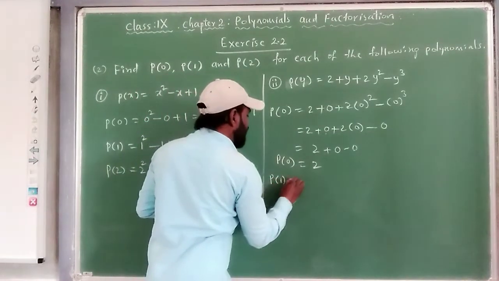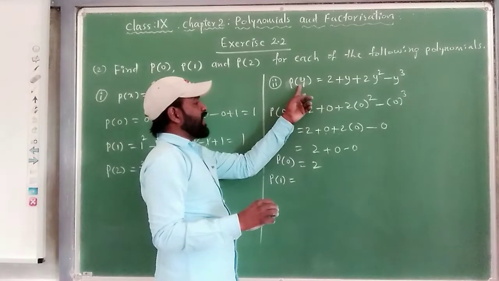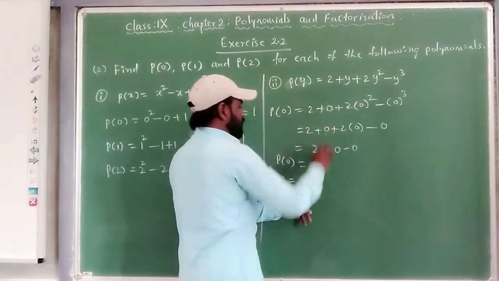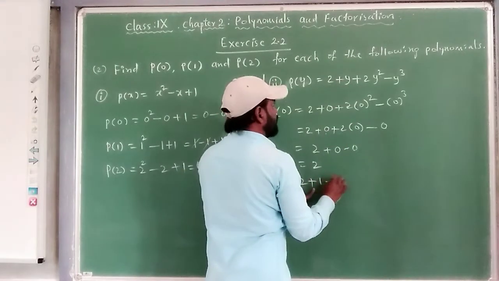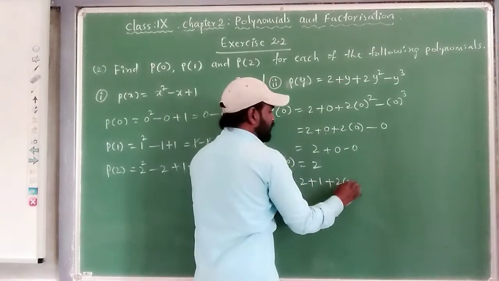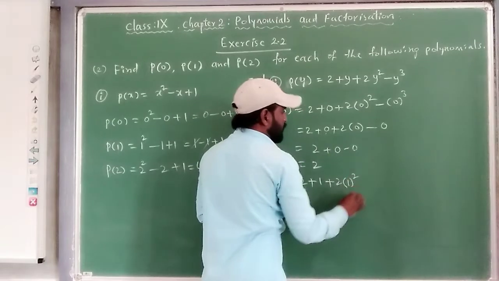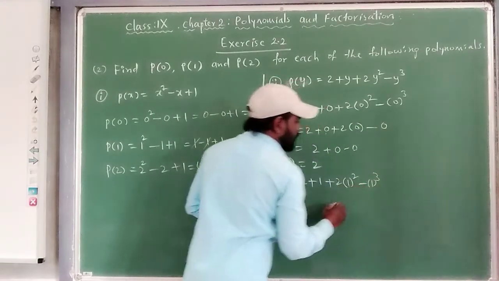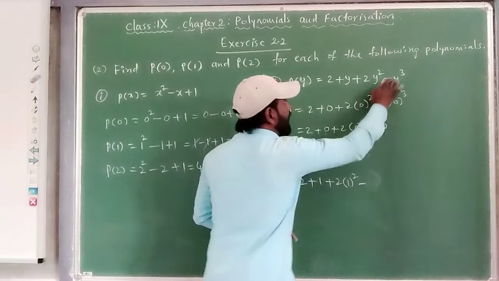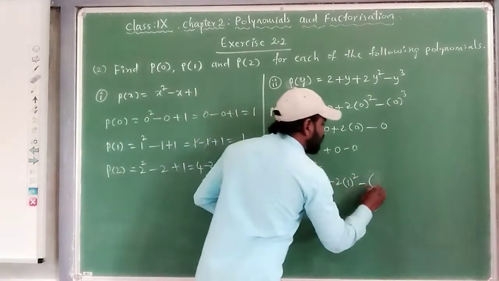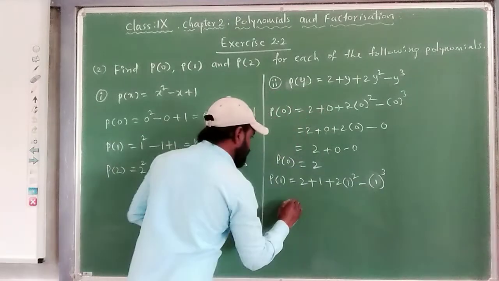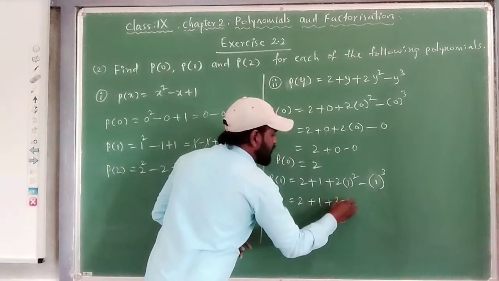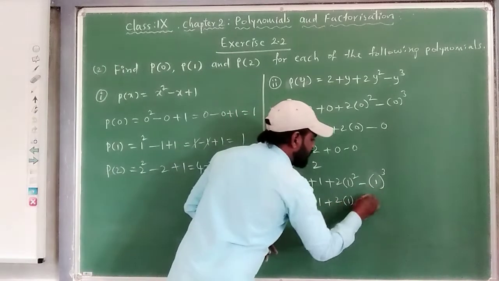Next, P of 1. In place of y, 1. So the polynomial 2 plus y means 1, plus 2 into y square, y means 1 square, minus y cube, that means 1 cube. Y cube, y means 1, so 1 cubed. So 2 plus 1 plus 2 into 1 square is 1, minus 1 cube is 1.